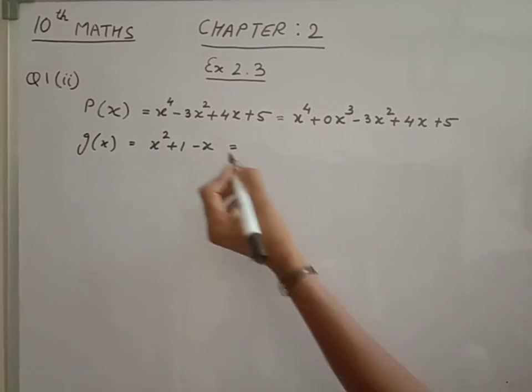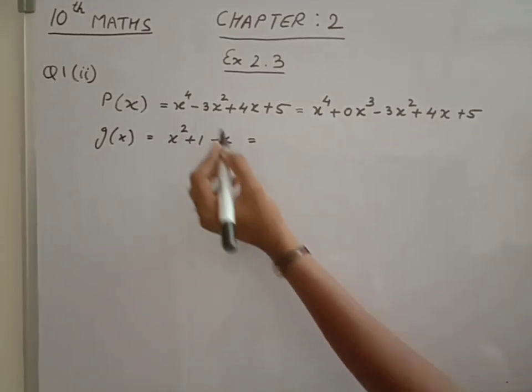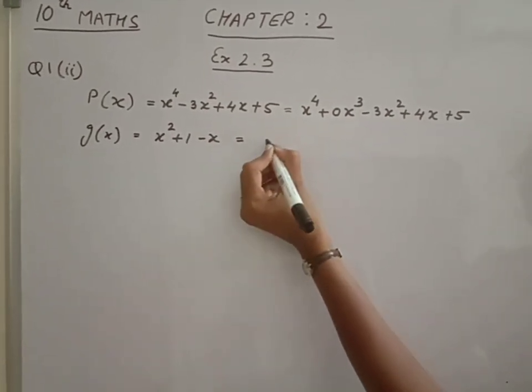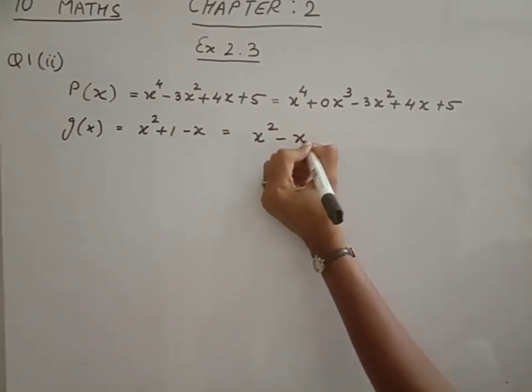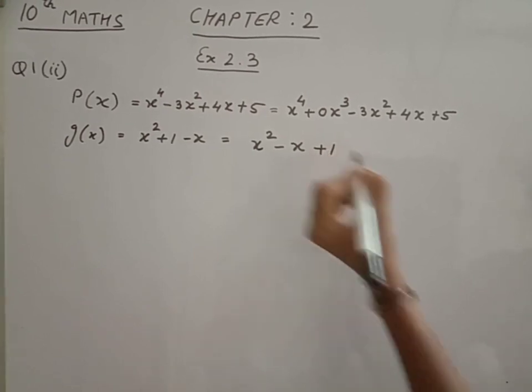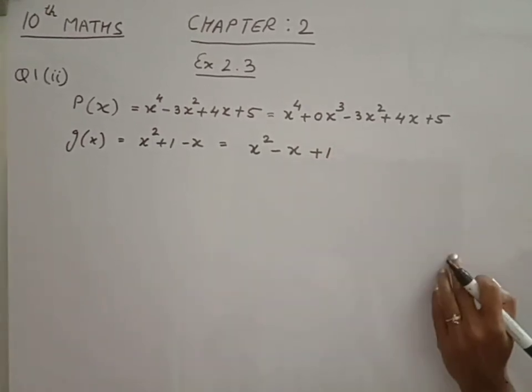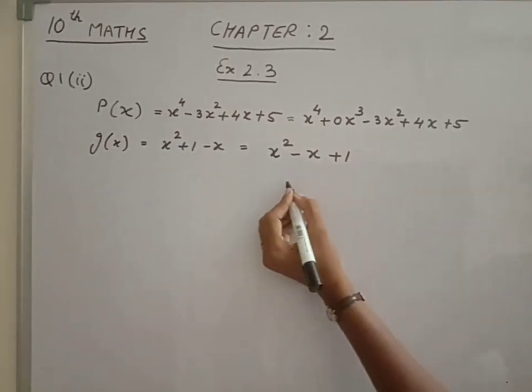Okay, this second one, that is g(x), is already in standard form, but the terms are not written properly. So first of all, the term containing x square, then the term containing x, and the constant term. Now both are in standard form. Now let's start their division.